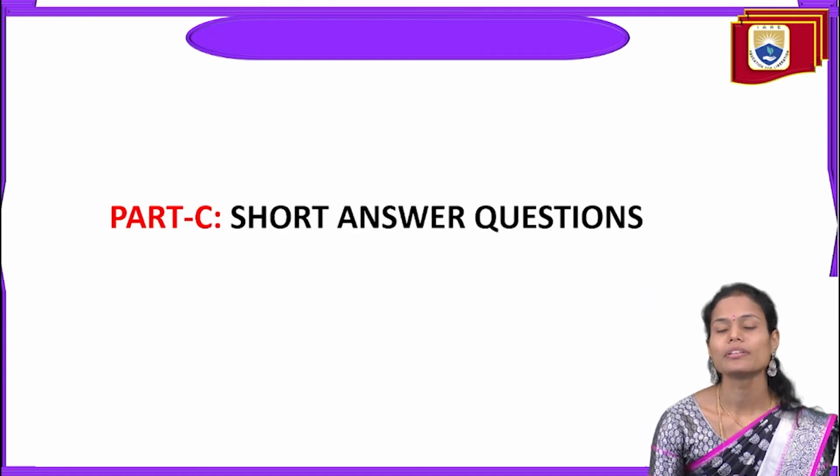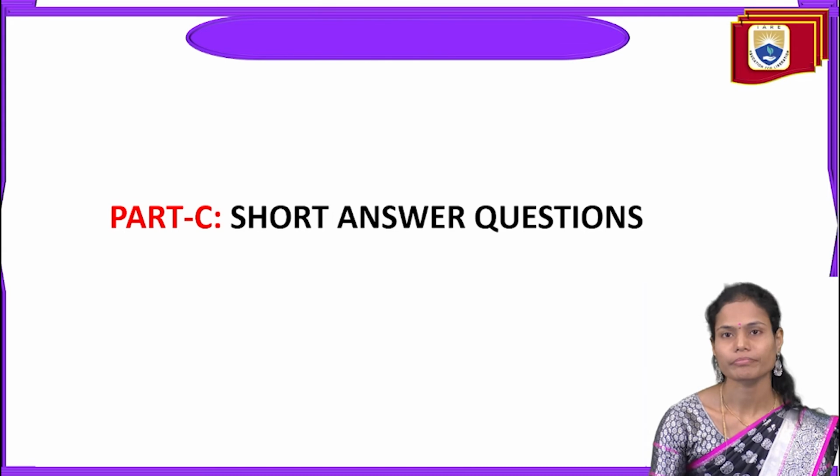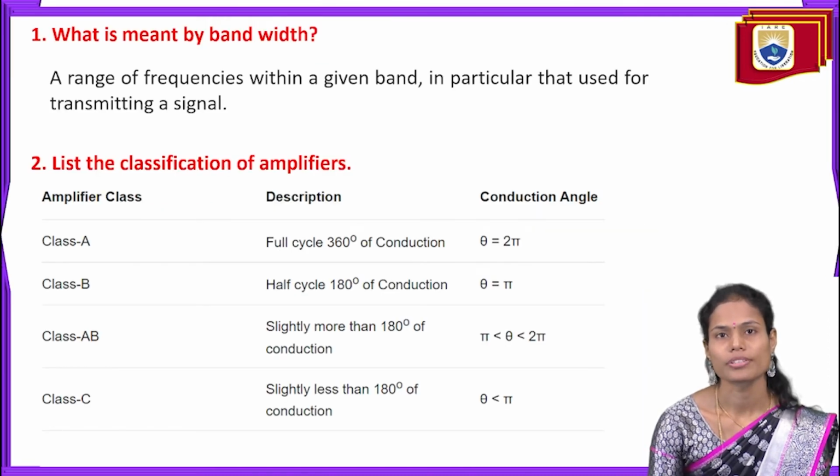So coming to the next part, that is part C, short answer questions. In part C, we have a total of 20 short answer questions here. So here, the first question is, what is meant by bandwidth?